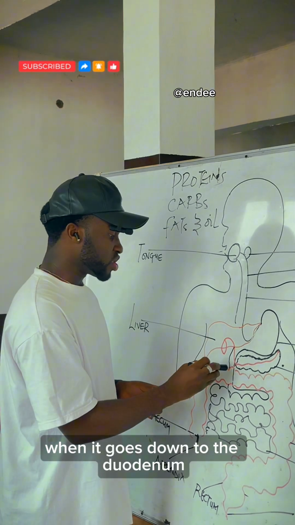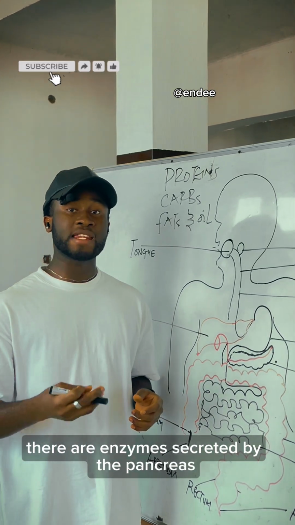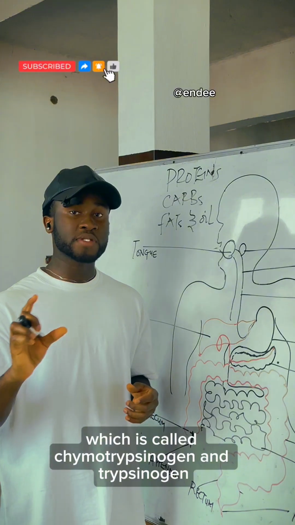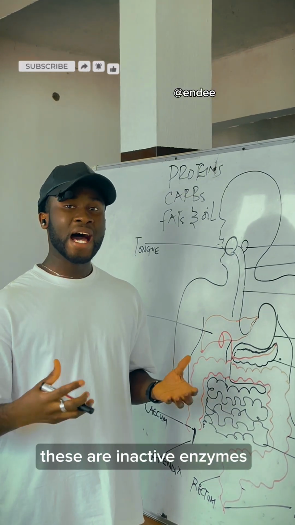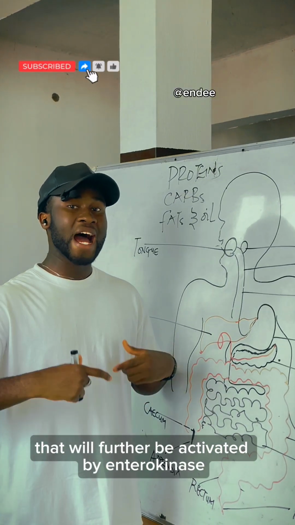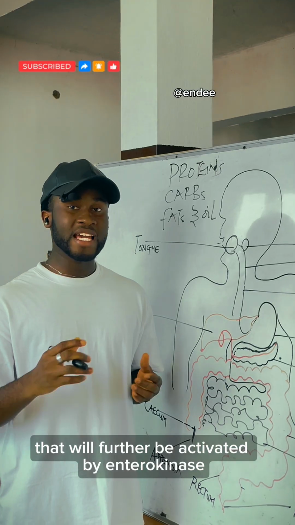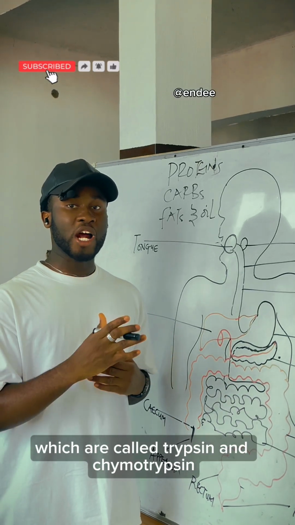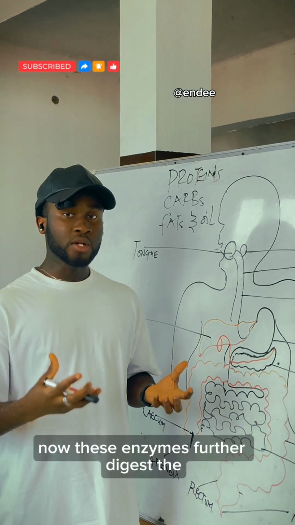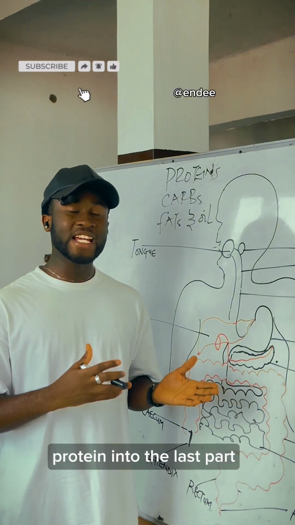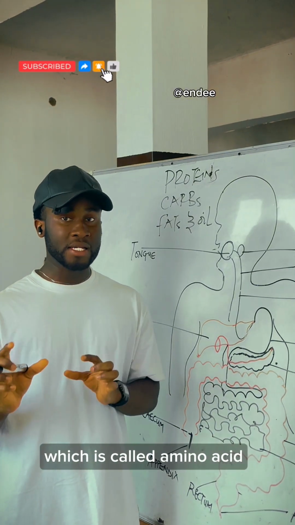When it goes down to the duodenum, there are enzymes secreted by the pancreas, which are called chymotrypsinogen and trypsinogen. These are inactive enzymes that will further be activated by enterokinase into active forms, which are called trypsin and chymotrypsin. Now, these enzymes further digest the protein into the last part, which is called amino acid.